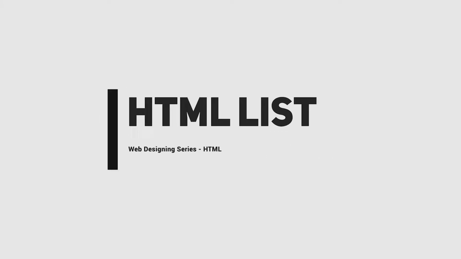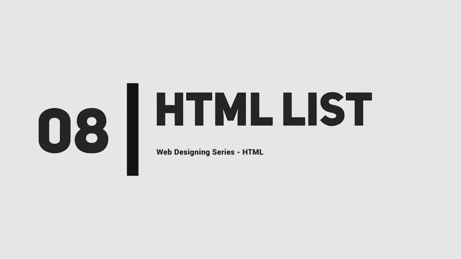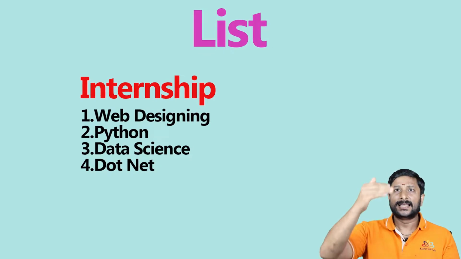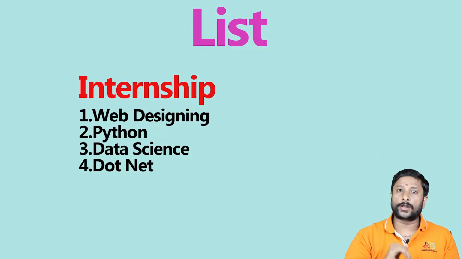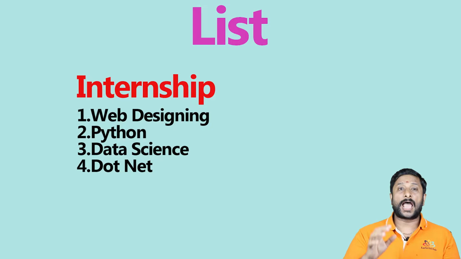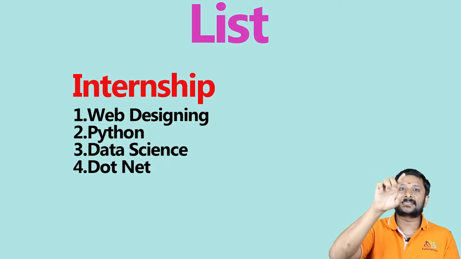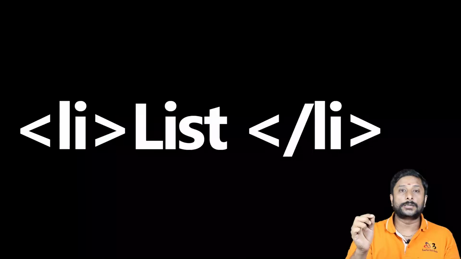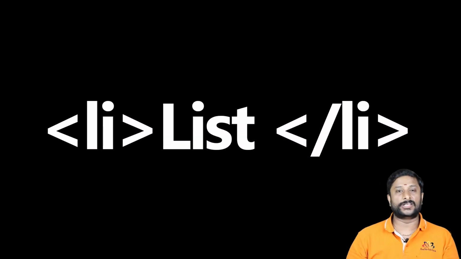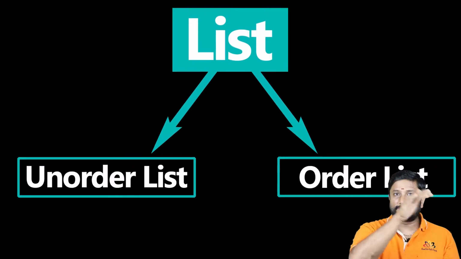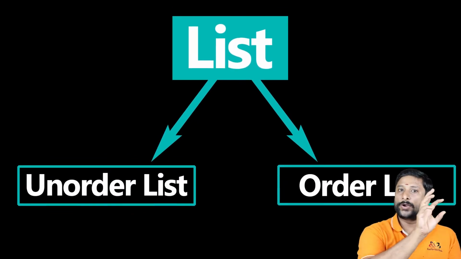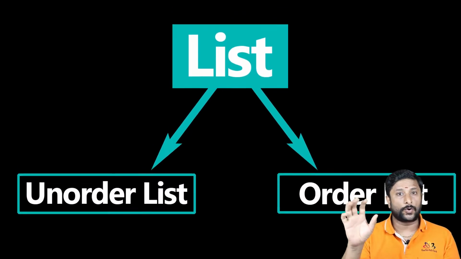Web design series, HTML 8th video: HTML lists. What is a list? Displaying content in an order is called a list. I want to show some data in an order, so I'm grouping it in a list, which is termed by the li tag in HTML. Lists are classified into two different types: the ordered list and the unordered list.